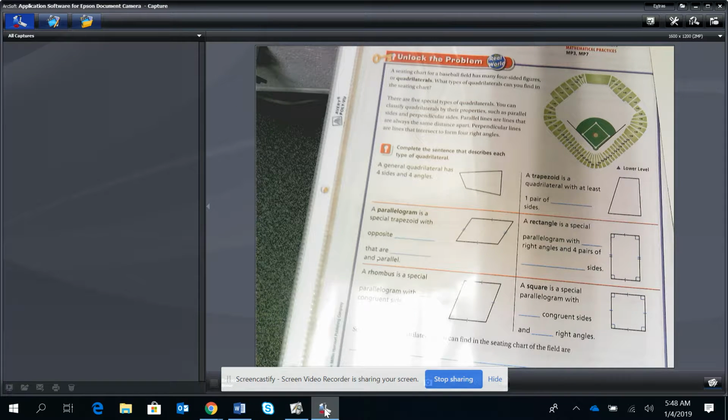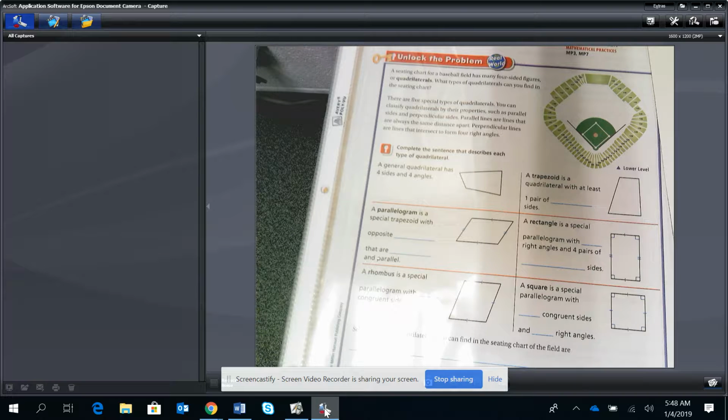All right, quad means four, guys. So whenever you see the word quad, lateral means shape or lines. So that means a quadrilateral has four lines in it. There are 5 special types of quadrilaterals. You can classify quadrilaterals by their properties, so you group them by what they have in common.